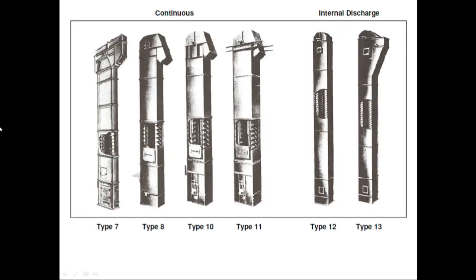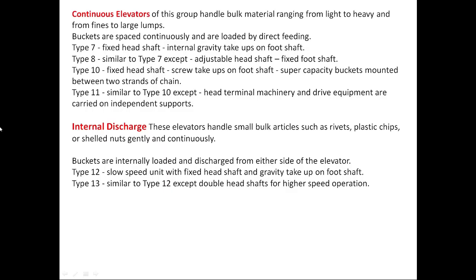Type 7, Type 8, Type 10, Type 11 belong to continuous flow. Type 12 and Type 13 belong to internal discharge. Continuous flow elevators of this group handle bulk material ranging from light to heavy and from fines to large lumps. Buckets are placed continuously and are loaded by direct feeding.